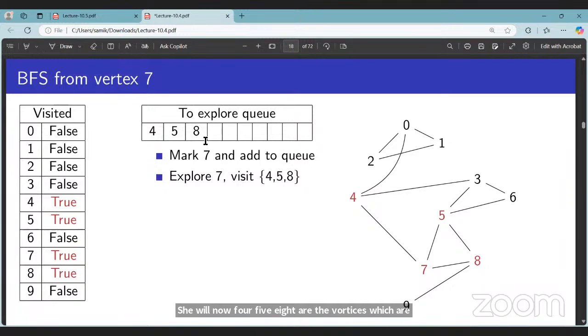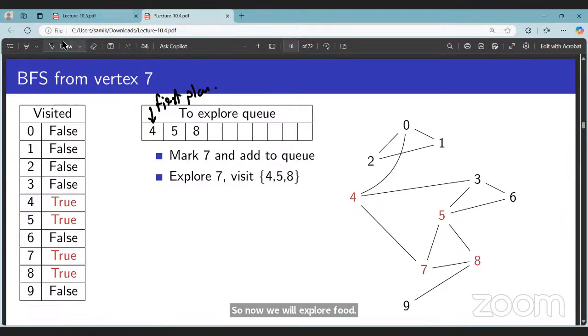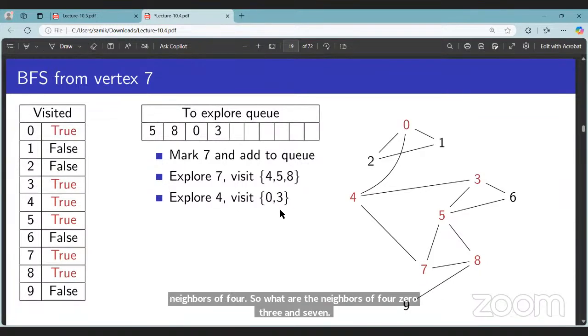So the next step will be exploration of 4. Why the exploration of 4? Because 4 is in the first place of our queue. Whatever vertex is in the first place, we will explore that vertex first. So now we will explore 4. Exploration of 4 means we have to collect the neighbors of 4. What are the neighbors of 4? 0, 3 and 7.